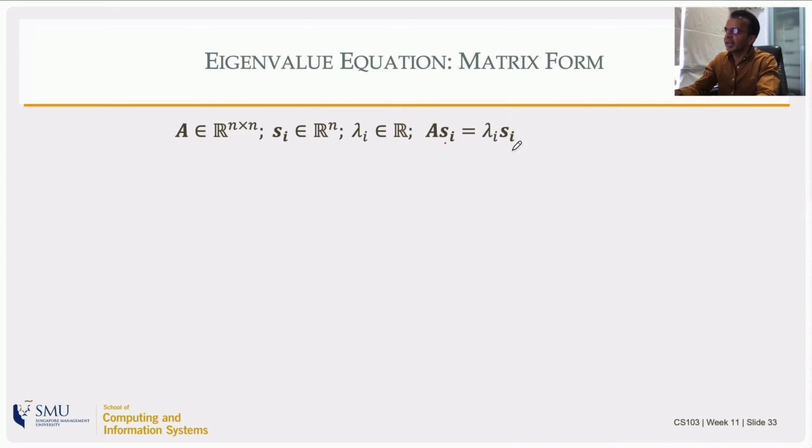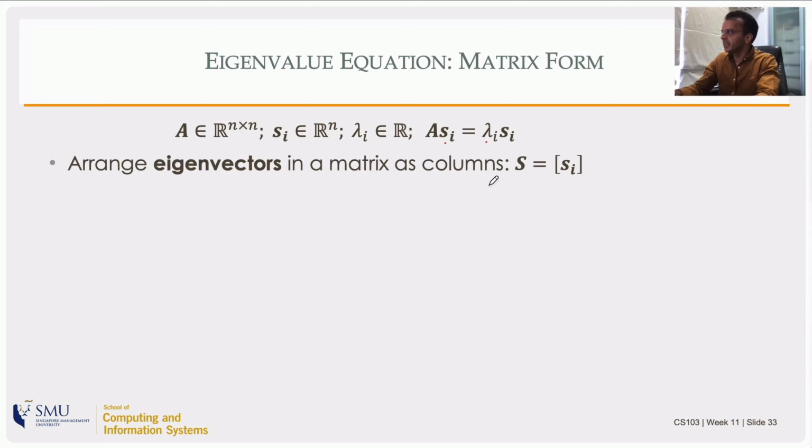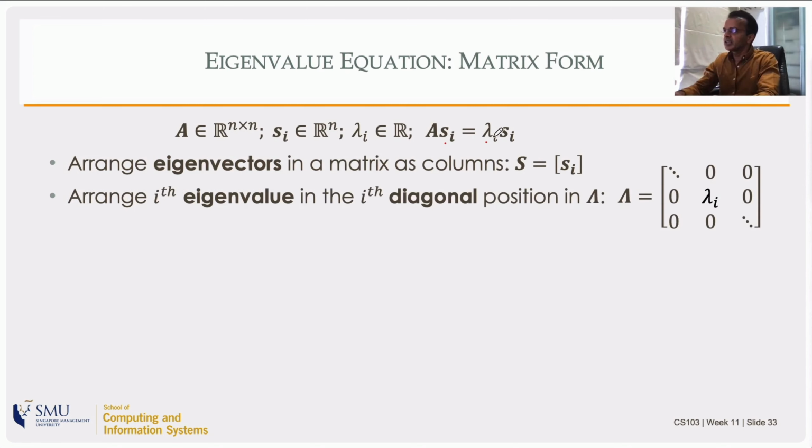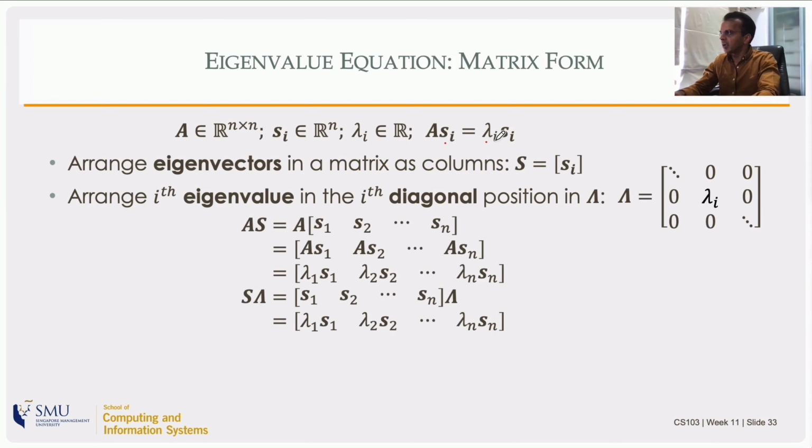So Si is an eigenvector of A with the eigenvalue lambda i. So that is the statement there. And suppose I arrange all these eigenvectors in a matrix S as columns, then I go ahead and arrange all the eigenvalues as the diagonal elements in another matrix, a square n by n matrix, like that. If I do that, then suppose I compute A times S. So A times S will be A times the matrix S, which has columns S1, S2, S3 standing there.